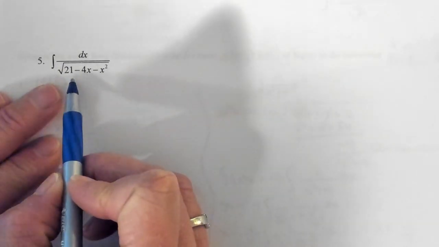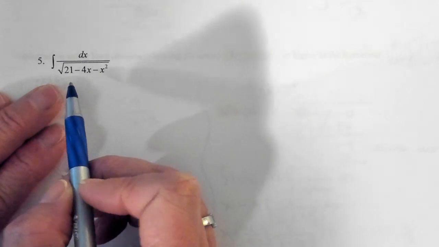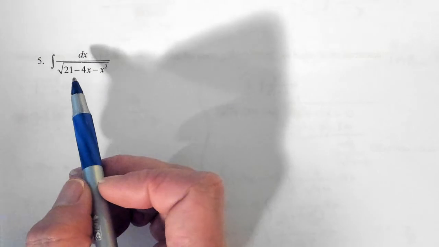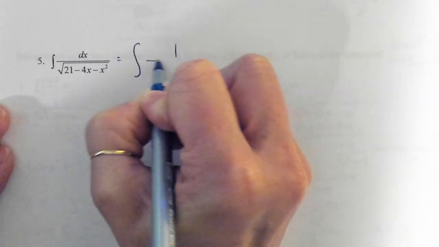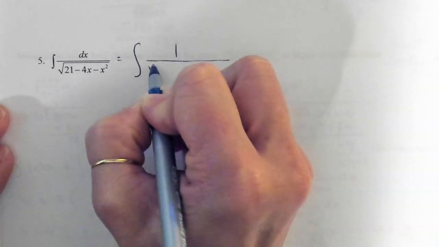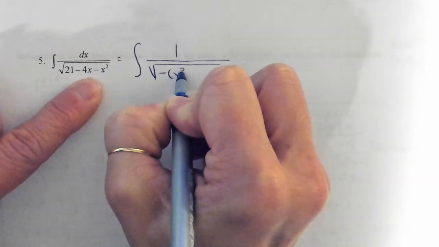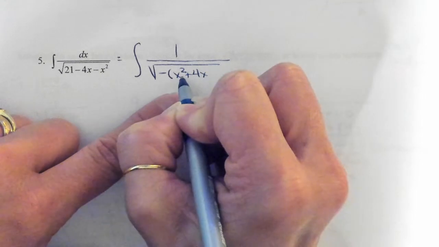So the first thing you want to do is factor out that negative so I can get the x squared positive. We're going to use it later. It's going to have to stand under the radical because remember you can't take the square root of a negative, right? So we're just going to rewrite this. It's the integral of 1 over, all I'm doing is factoring out the negative on the inside. So it's a negative here. So then that makes this positive. I'm going to leave some space here.